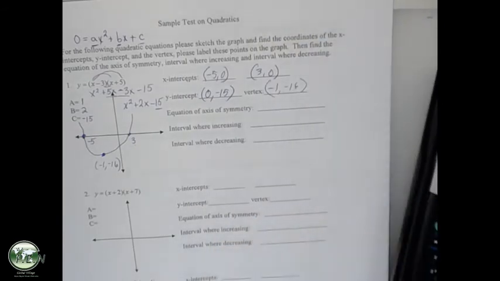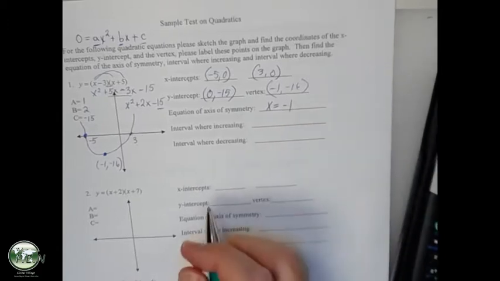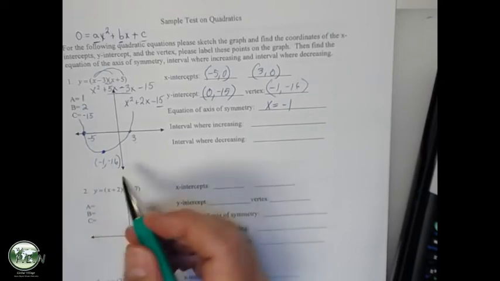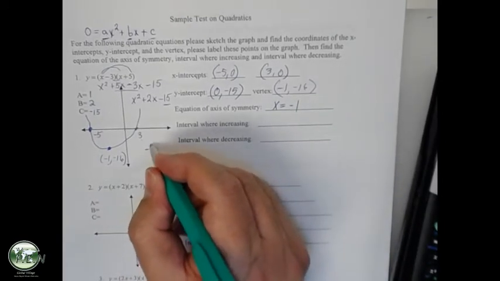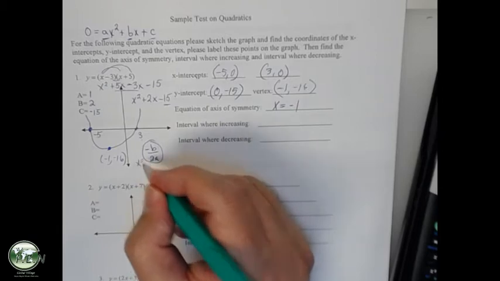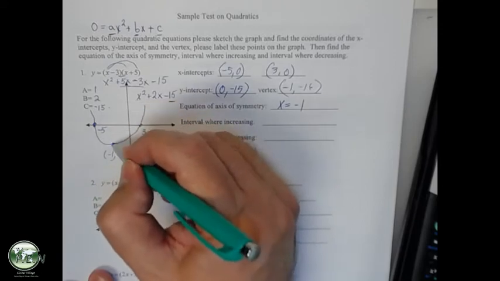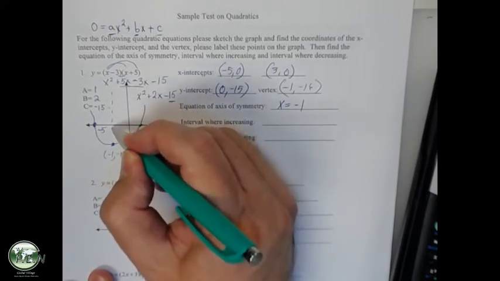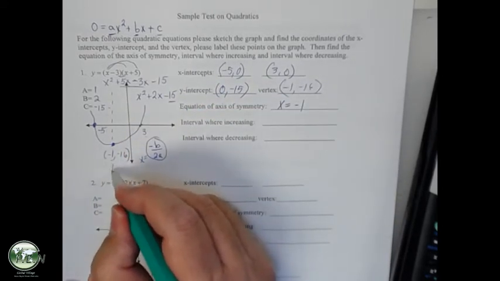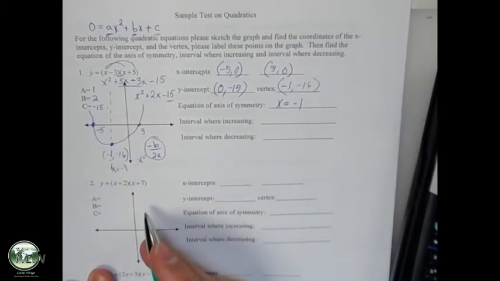Where did that -1 come from? It's the x-coordinate of the vertex, which again, I'll put that down. Using the formulas, yeah, negative b over 2a. So we could have calculated this on our own, right? And what is the axis of symmetry? I'm going to draw it in here. It's the vertical line that goes through the vertex, right through that point. So a vertical line always has an equation, x equals that value. So that's what the line of symmetry is.